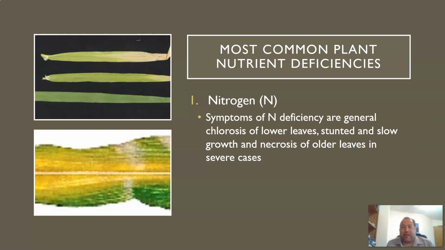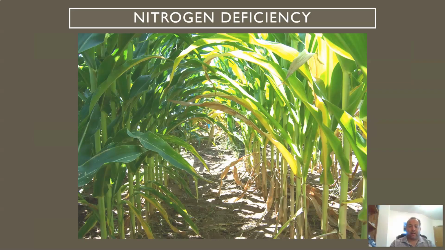Symptoms of nitrogen deficiency are general chlorosis of the lower leaves, and then stunted and slow growth, and possibly even necrosis in older leaves, but that's usually severe cases.